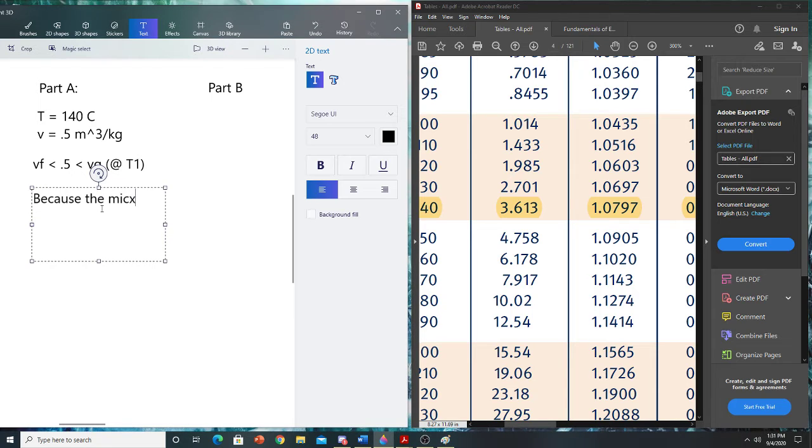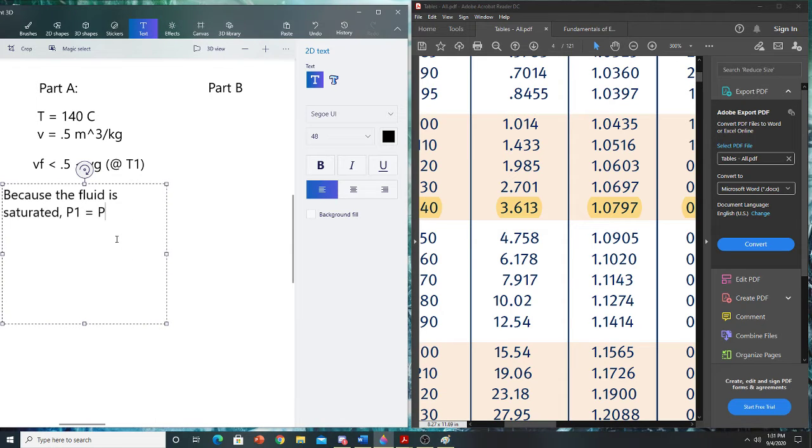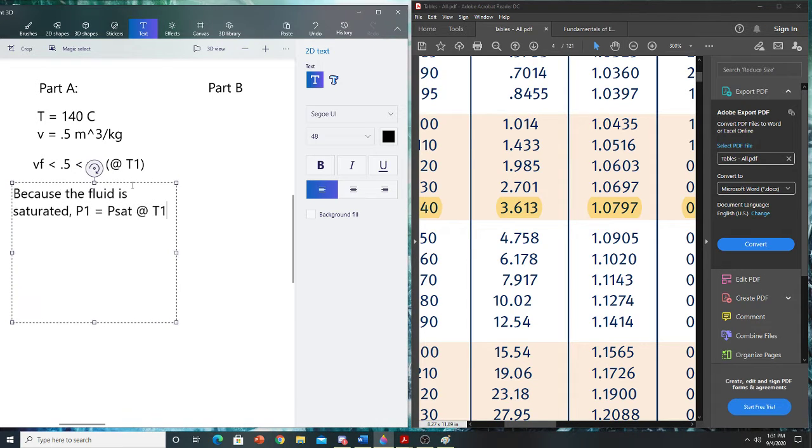Because the fluid is saturated, or it has met the saturated condition, P1 is equal to Psat at T1. This is how I usually write it. So essentially, our pressure is equal to the saturation pressure at temperature 1, and our temperature 1 is 140 degrees, right?